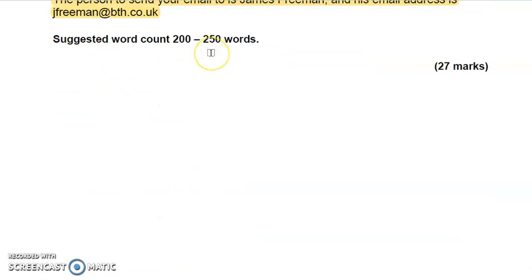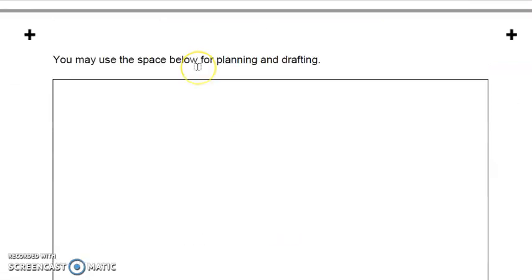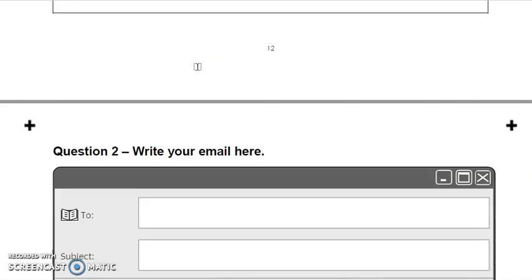And again, 200 to 250 words. So get used to how big your handwriting is and work out roughly how many words you write in a page. And again, it doesn't have to be exact. This is a suggested word count. They don't mind too much if you go a little over, a little under. So that'll be your space for your planning and drafting.